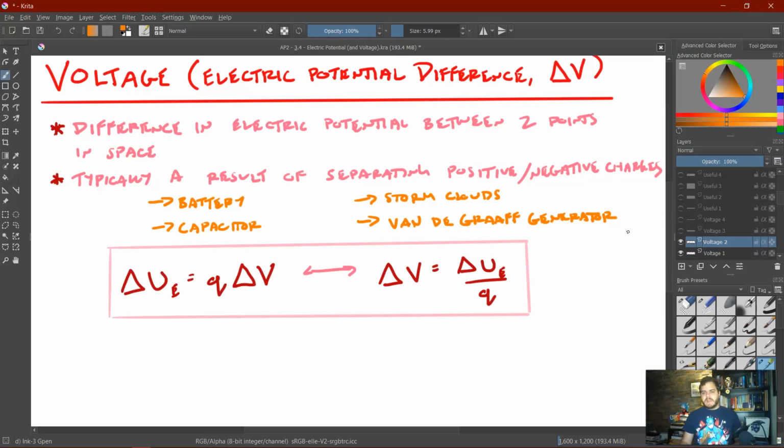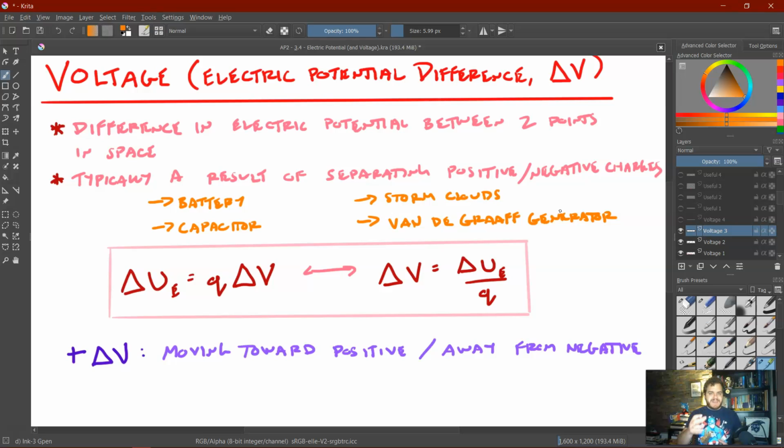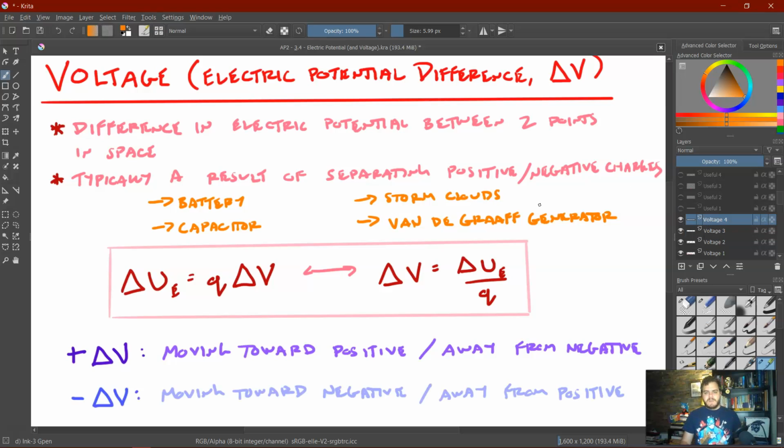So to just quickly get a nice formal definition, that delta V is going to equal delta UE over Q, or similarly, if we rearrange it, delta UE is equal to Q times delta V. This is a really important relationship we really want to make sure we have down. And additionally, one thing we want to add is that if you have a positive voltage, a positive delta V, that means you are moving toward a positive charge or away from a negative charge. If we go towards a positive or away from a negative, we're going to have a positive voltage. If we are doing the opposite, if we go toward a negative or away from a positive, we will have a negative electric potential difference or a negative voltage.